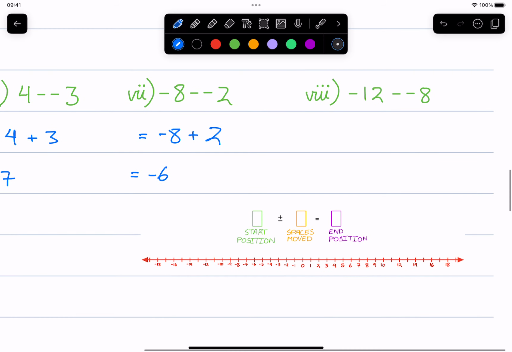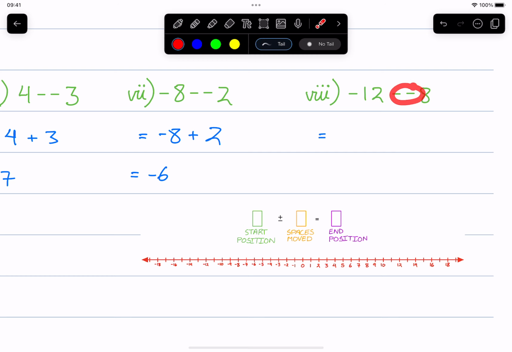And lastly here, once again, remember, just the middle, those 2 minus symbols become plus. The negative 12 stays where it is, and the 8 also stays as it is. So negative 12 plus 8, so negative 12, and 8 spaces across. 1, 2, 3, 4, 5, 6, 7, 8. Negative 4.